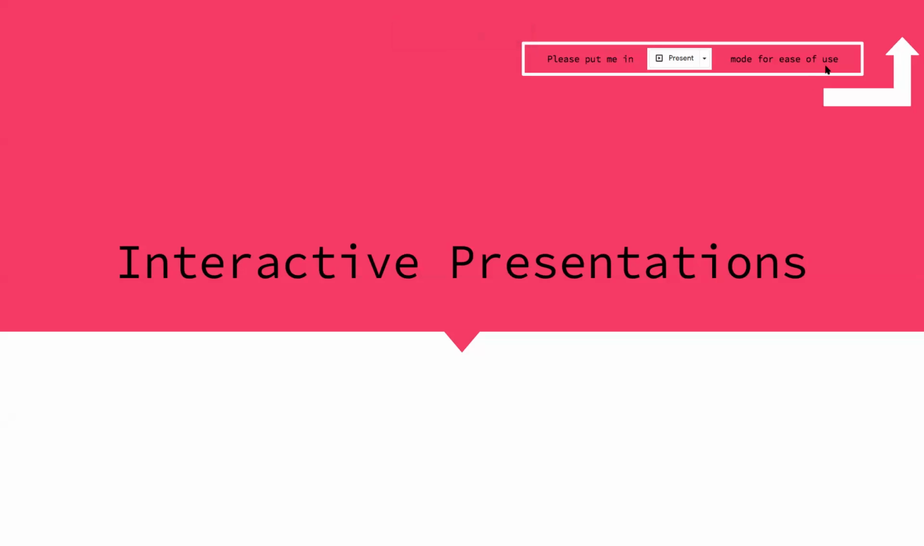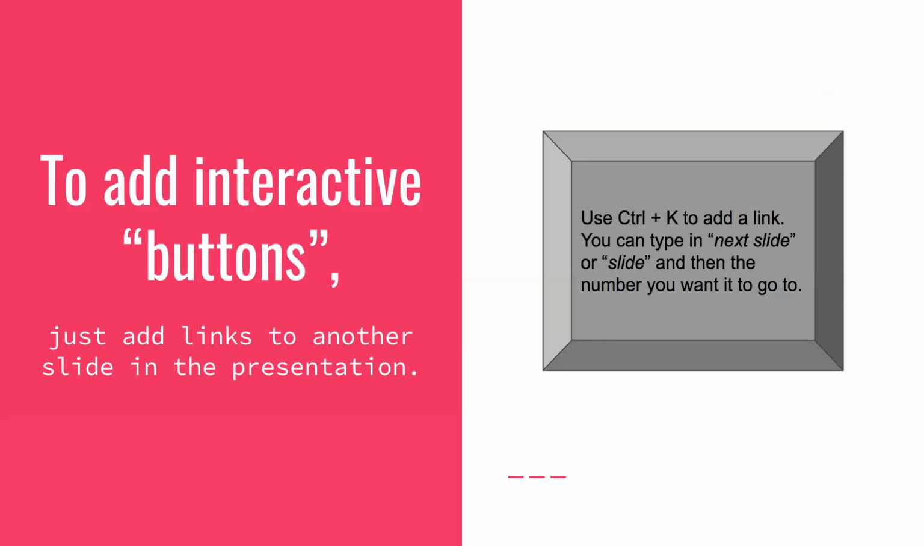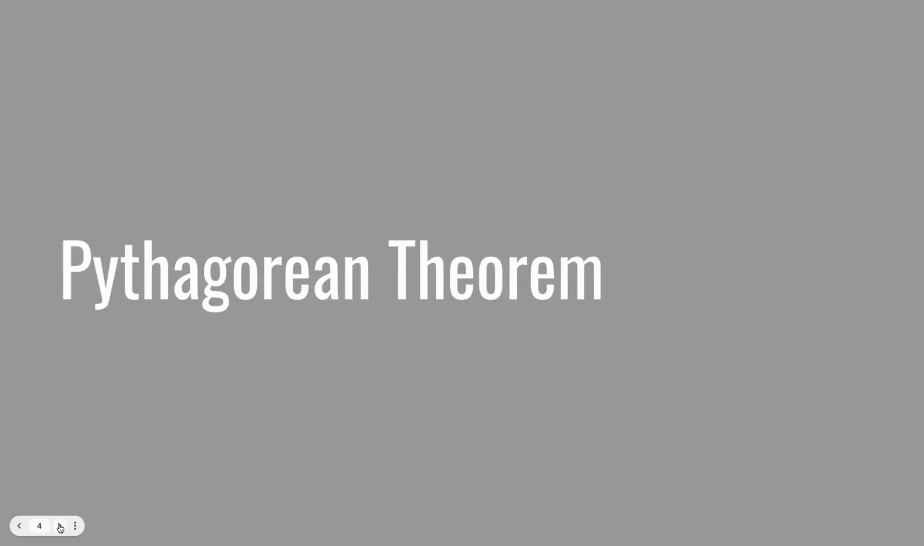All right. So I've also had a lot of fun creating some interactive presentations. These work best in present mode for students, and they can go through, and you can add little buttons that will link to other slides in your presentation. So just by using Control K to add a link, you can either type in next slide where it would ask you for the link, or you can have a slide and then whatever slide number you want it to go to. So it's actually so much easier than you think it's going to be. It seems like it's going to be complicated.